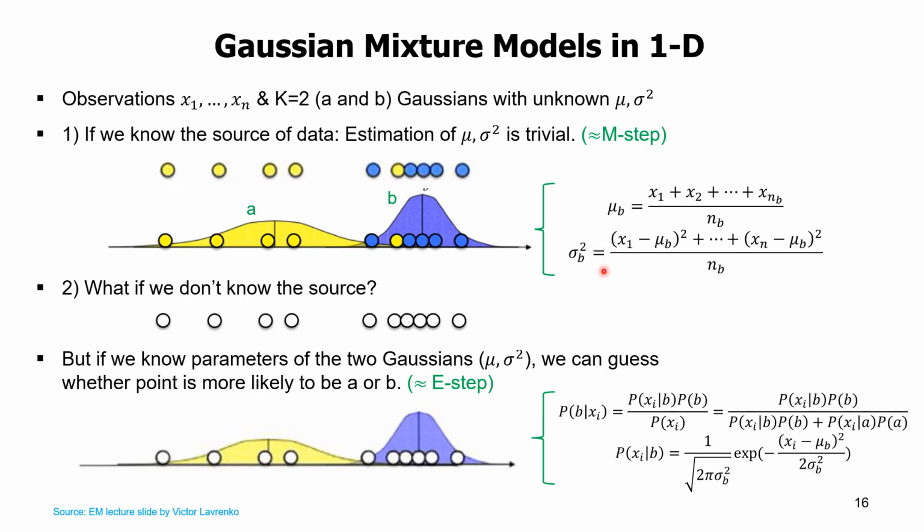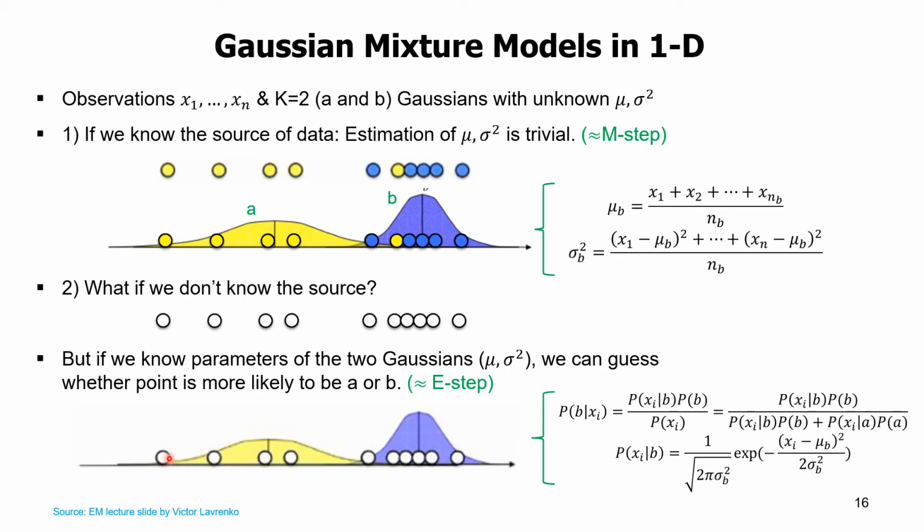Okay, easy stuff. So in the second case, we have data, but we do not know the source of the data. We do not know which data is from which cluster. But we do know the parameters of the two Gaussians. So even though we do not know the source, we know the exact shape of the two Gaussians like this. Then in this case, we can estimate the source of the data.